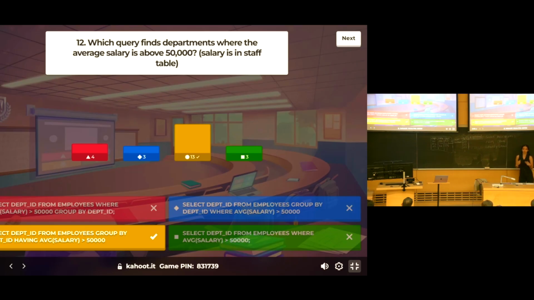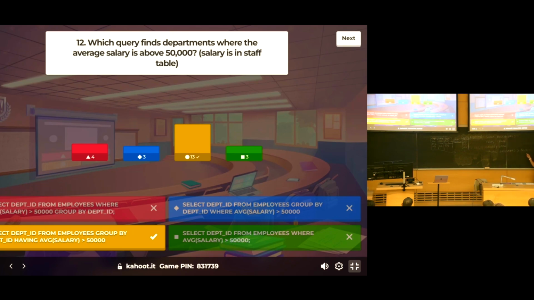But we also have more conditions, right? Now, the condition is their average salary is above 50,000, right? What should I use? Having, right? Because it's after aggregation, after using the data. So in this case, you write your condition here: having average salary above, for example.